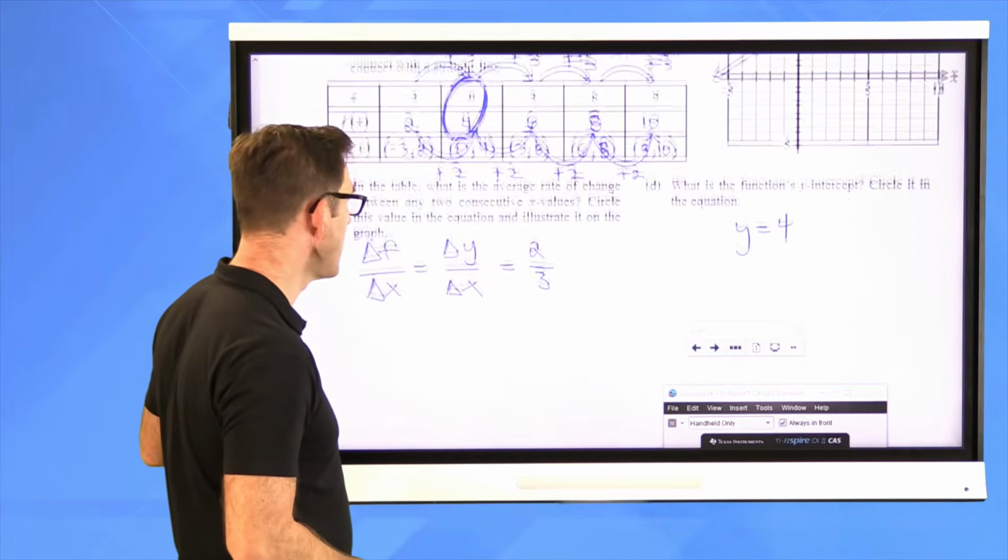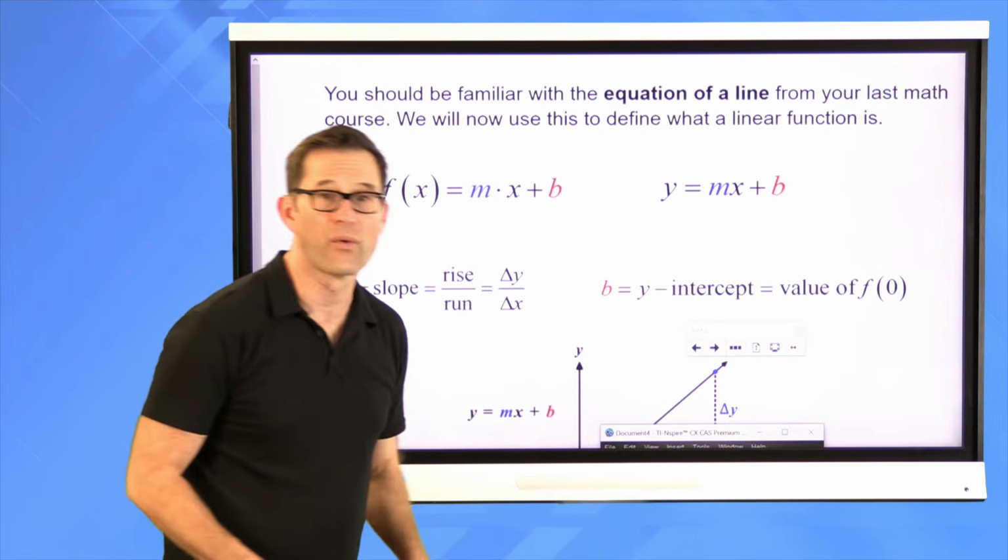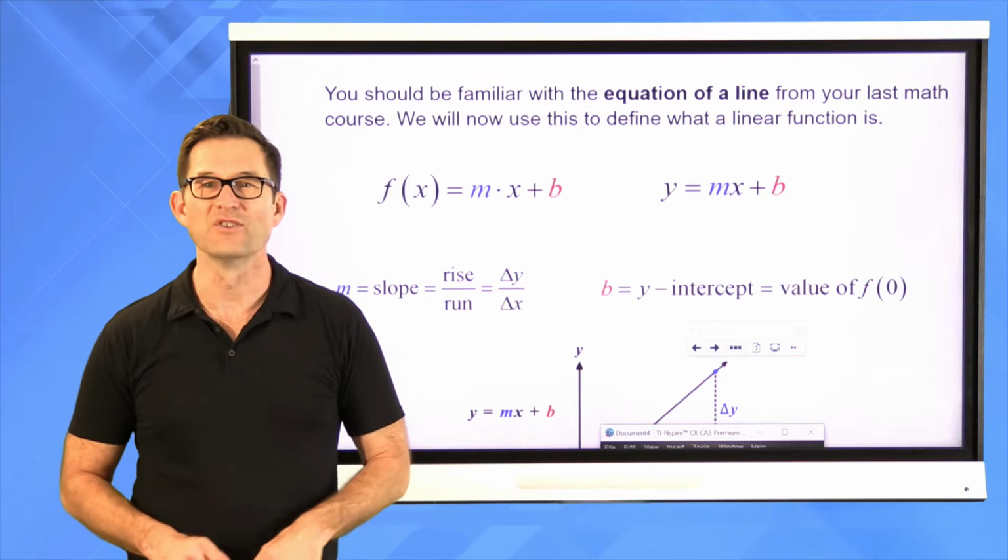I think that was the last of that problem, you bet. Let me move my calculator a little bit out of the way. Let's talk about the equation of a line, right?